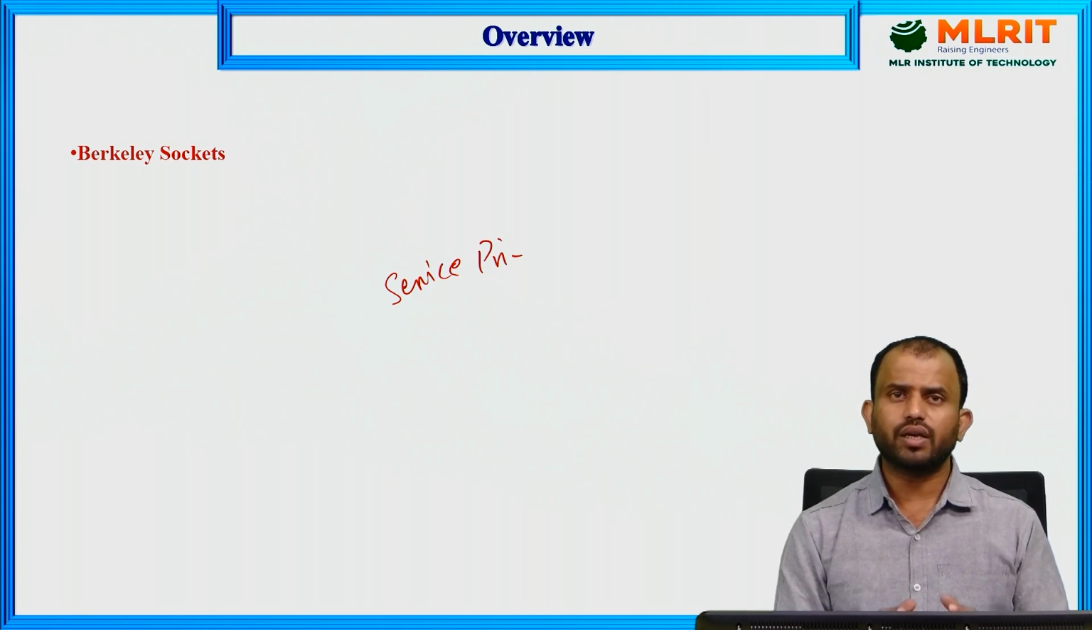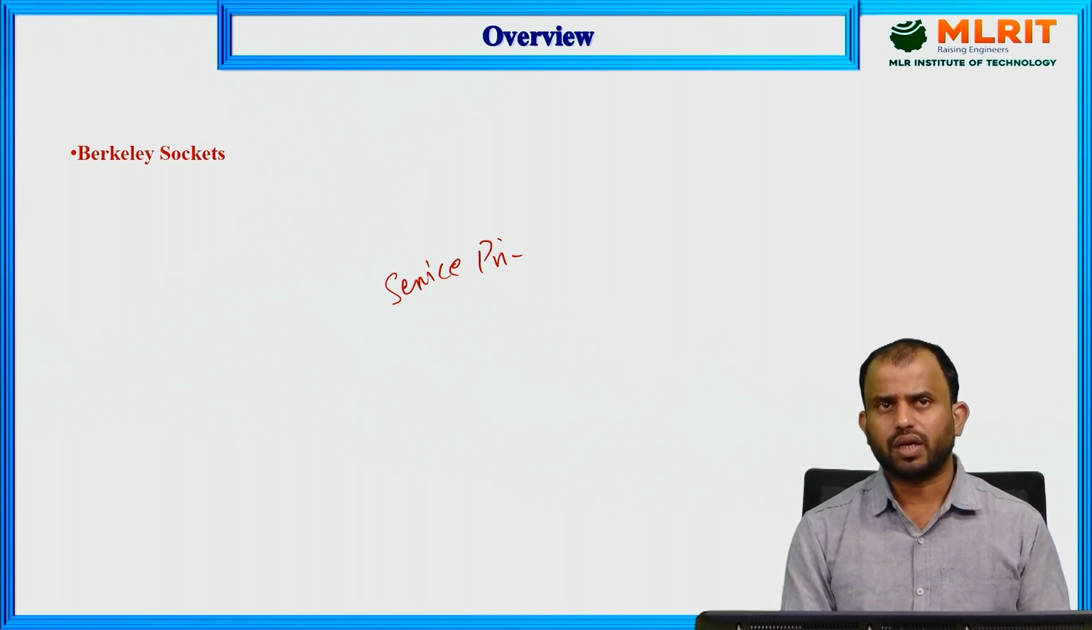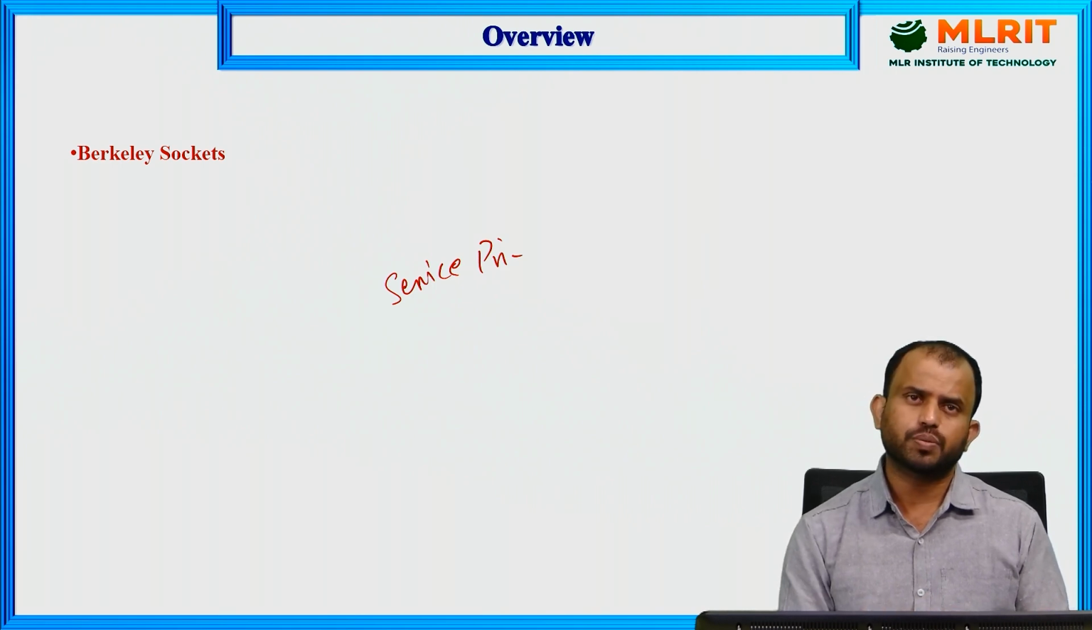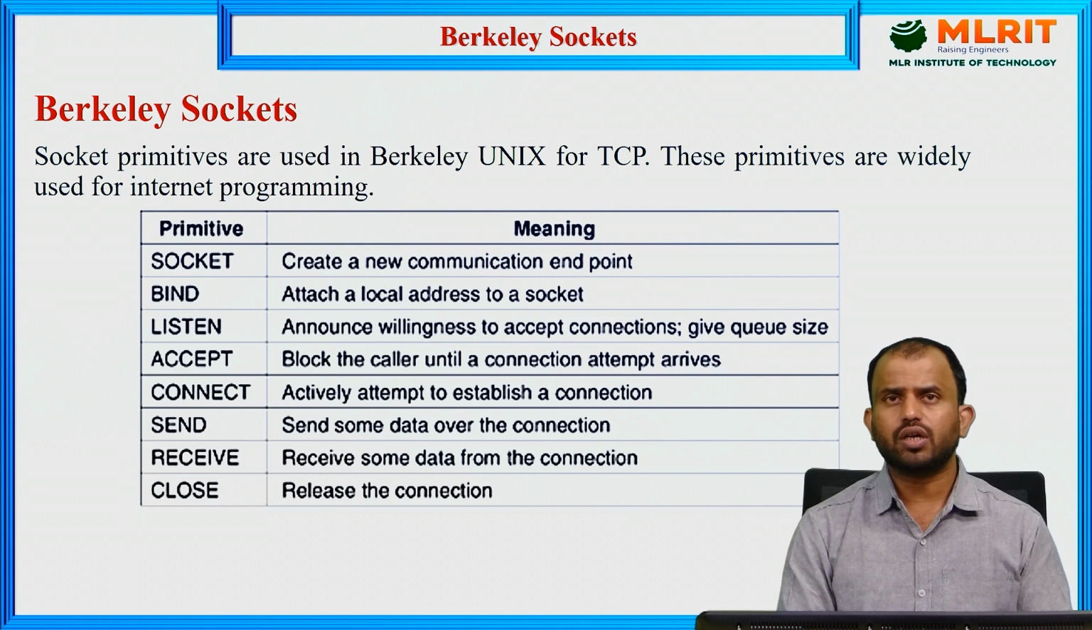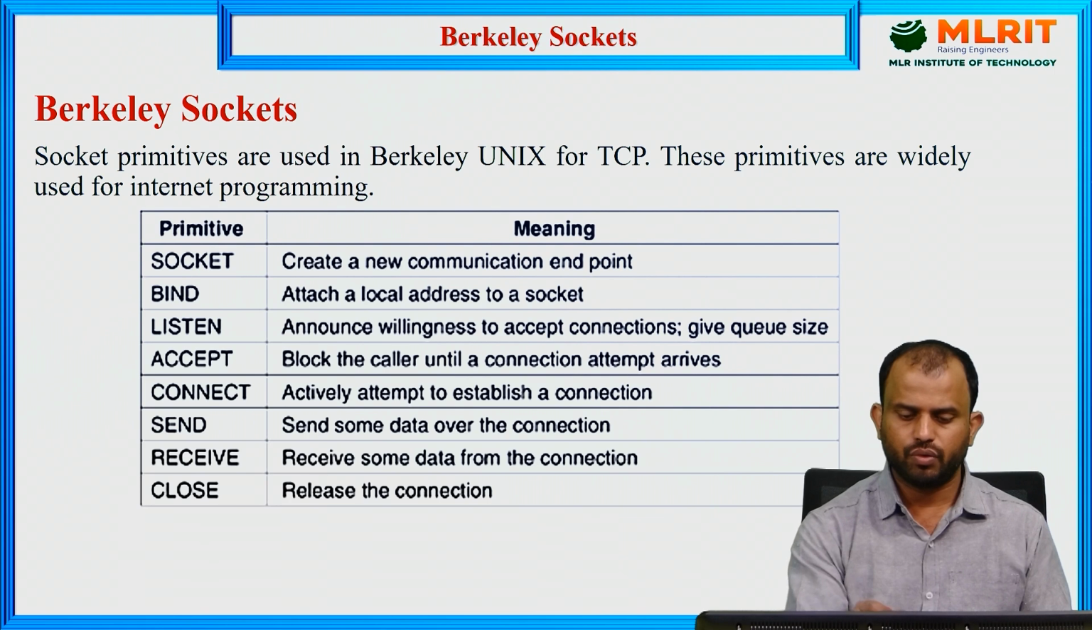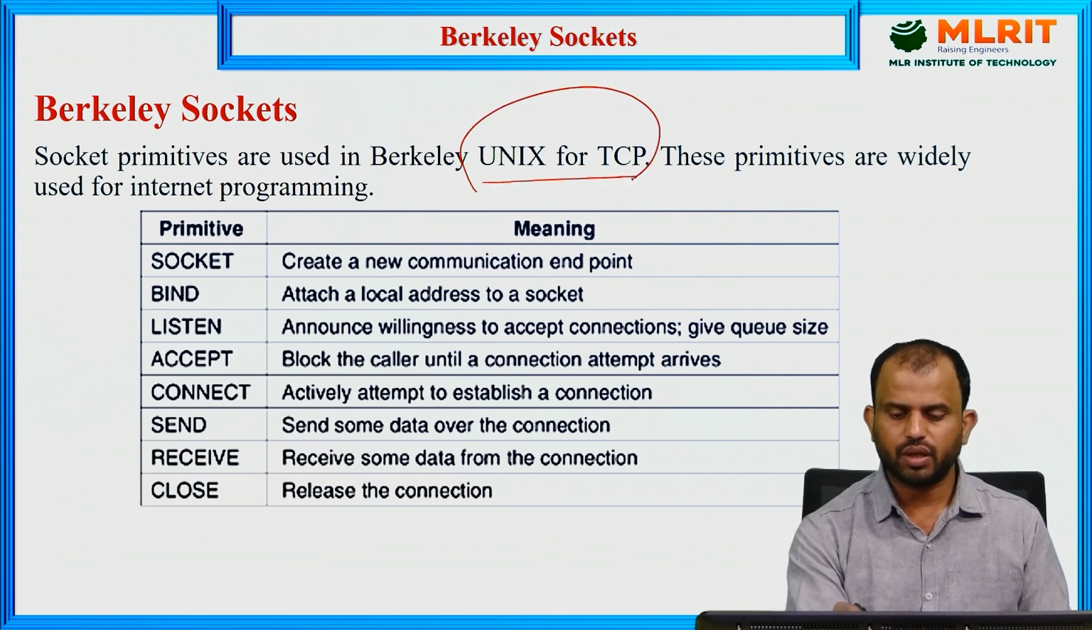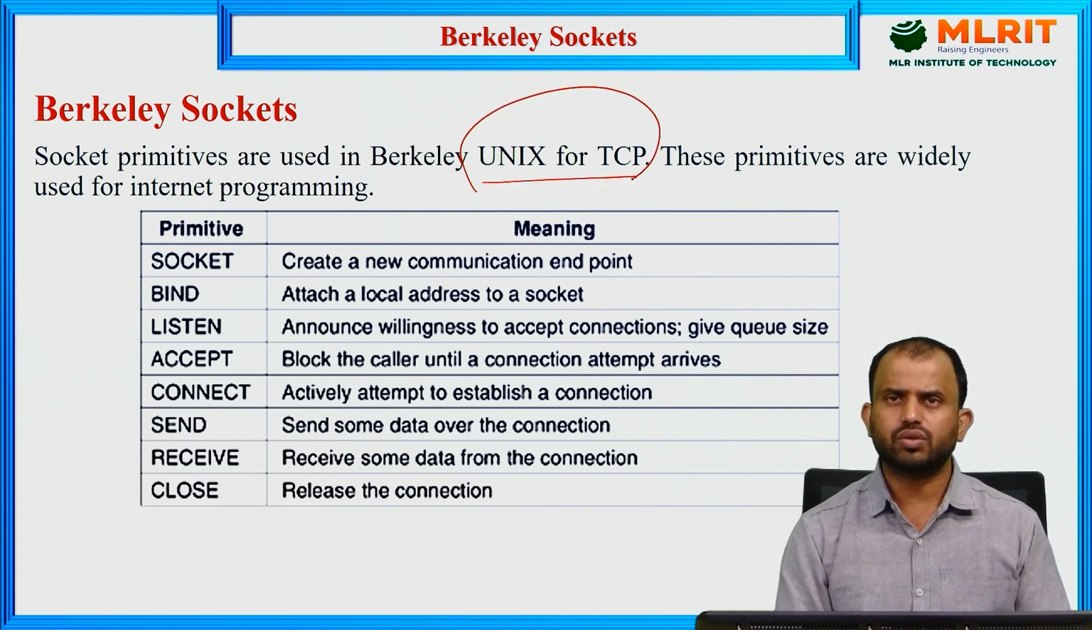What kind of primitives do the Berkeley sockets offer, and what is the difference between the Berkeley socket and the transport service primitives we discussed? In this session, Berkeley socket service primitives are generally used by Unix and offered by the Transmission Control Protocol. These primitives are widely used in internet communication and internet programming.